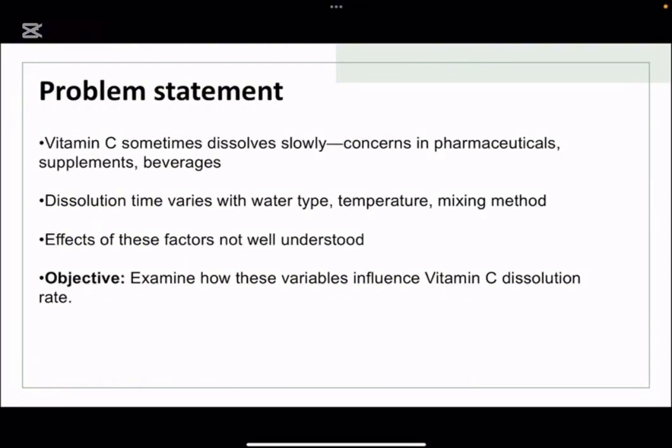In the problem statement here, vitamin C tablets can dissolve slowly, impacting user experience in pharmaceuticals and beverages. While factors like water type, temperature, and mixing method are suspected to influence dissolution, their exact effects are poorly understood. So our objective is to quantify these effects and determine the best combination for rapid dissolution.